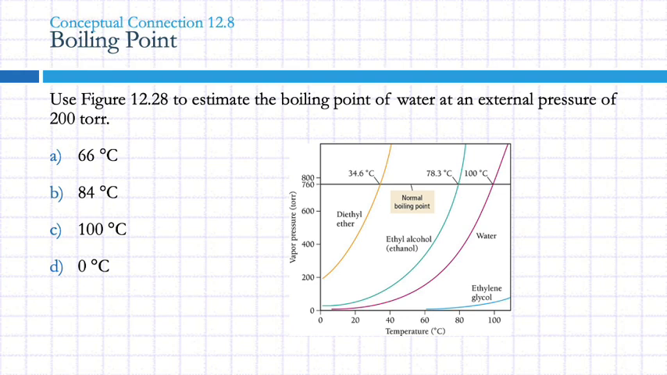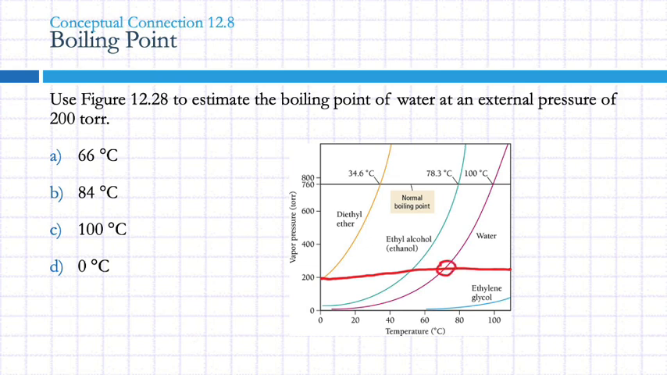So we're supposed to use this figure to estimate the boiling point of water at an external pressure of 200 torr. Well, how do we do that? Well, we want to see what the temperature is at that pressure for the substance we're looking at. So here we're looking at water, and here's our 200 torr. So I'm just going to draw a line across to see where it runs into the curve for water.